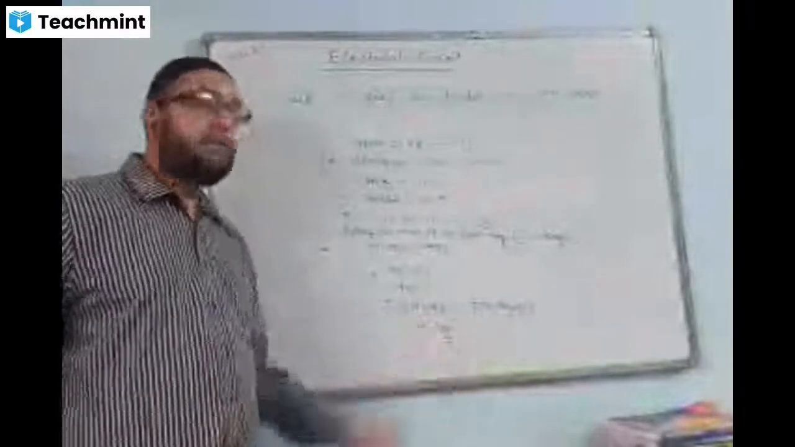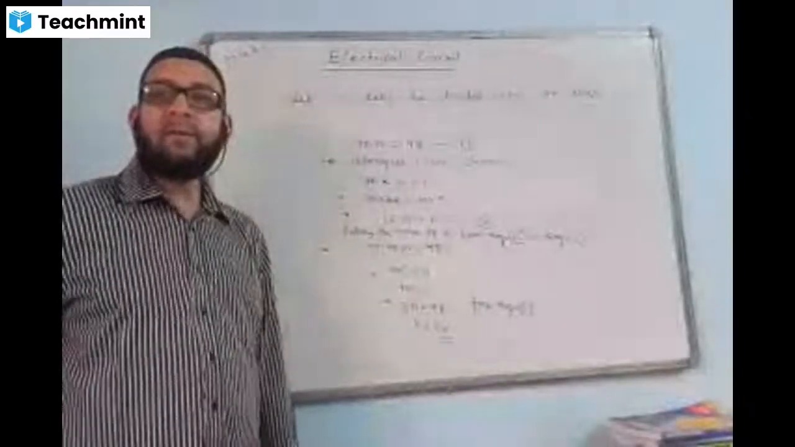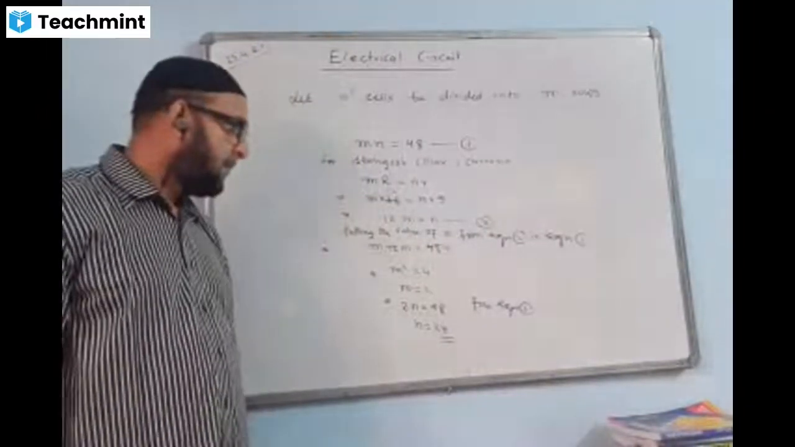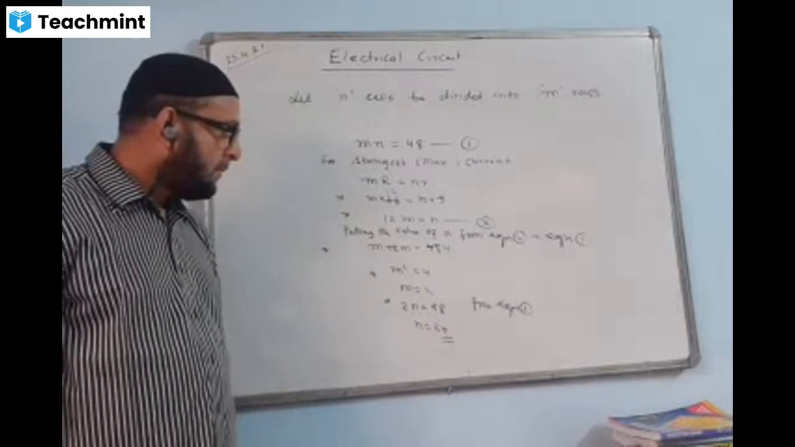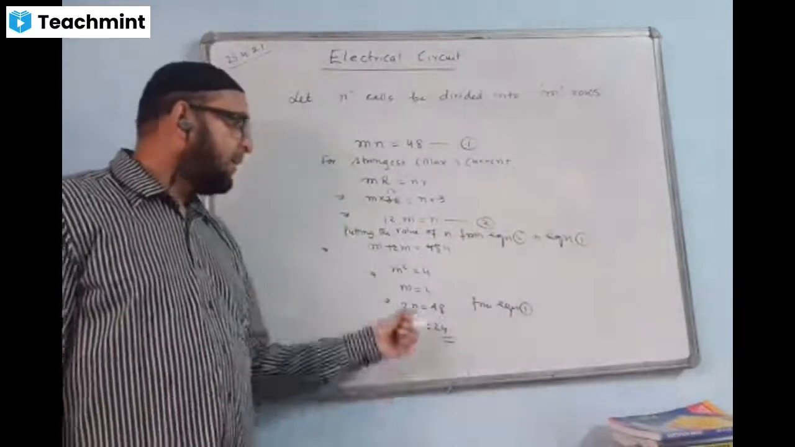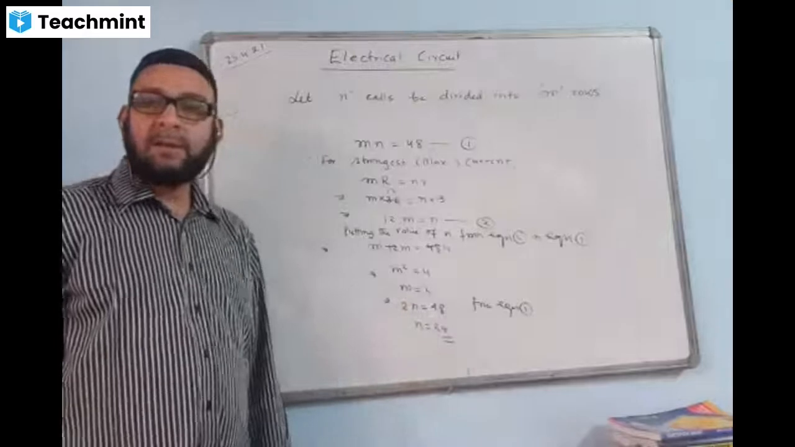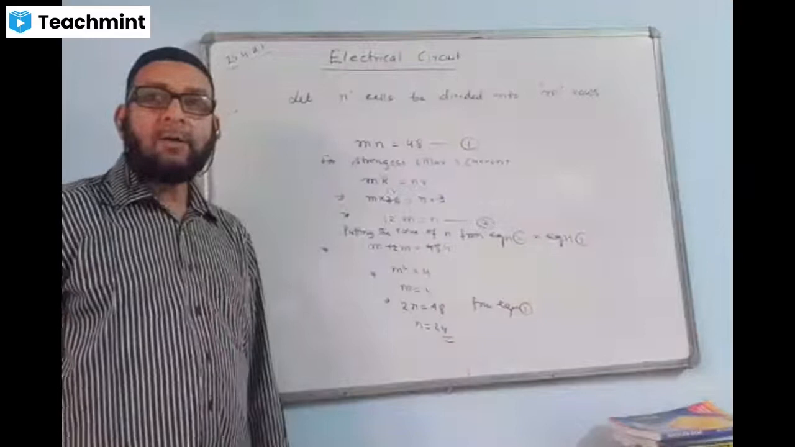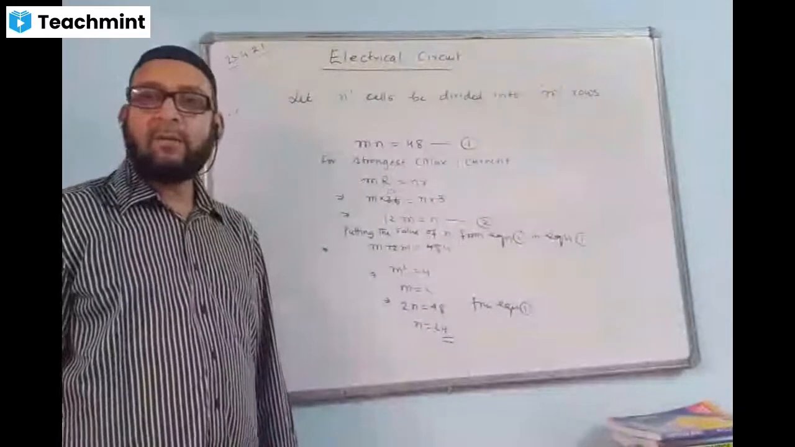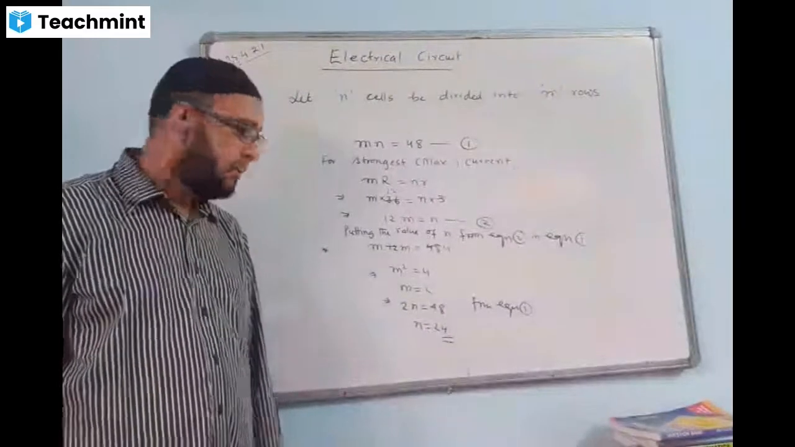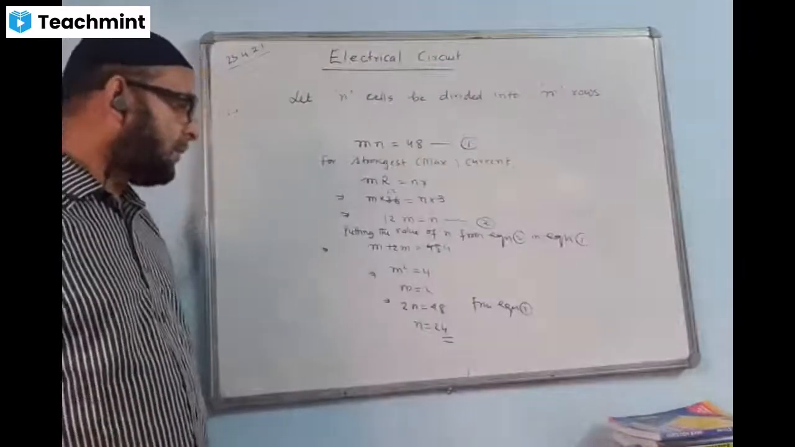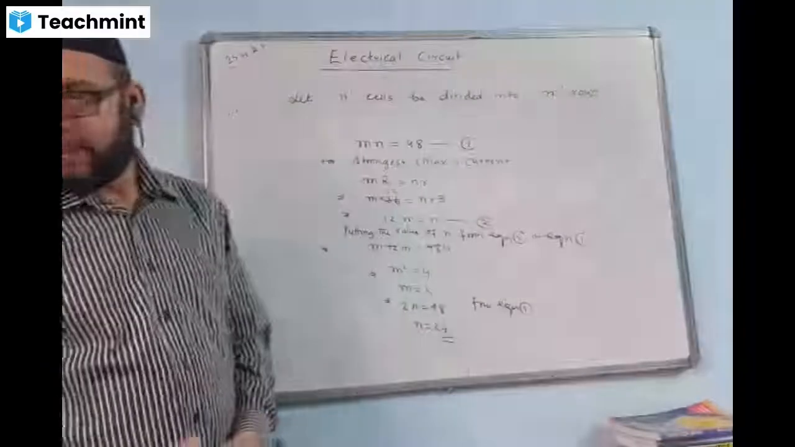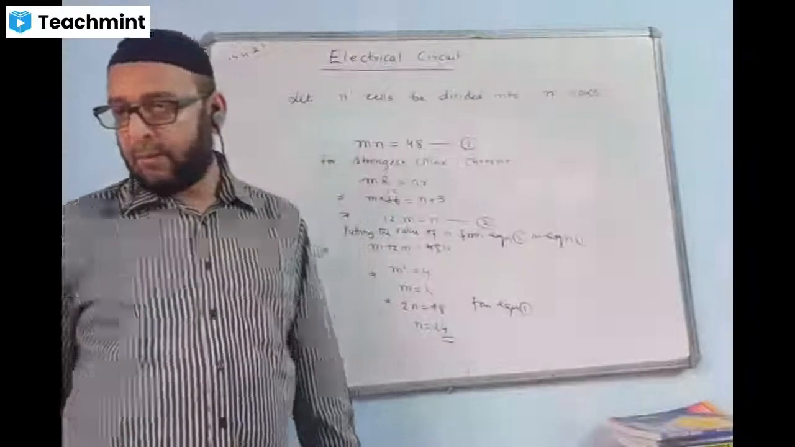Hence 24 such cells in series are to be divided into two rows. Then we'll get the strongest possible current. Hope you understood it.